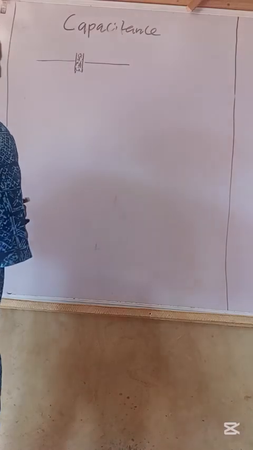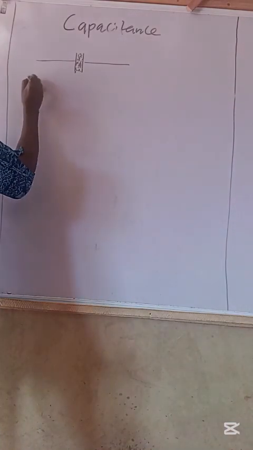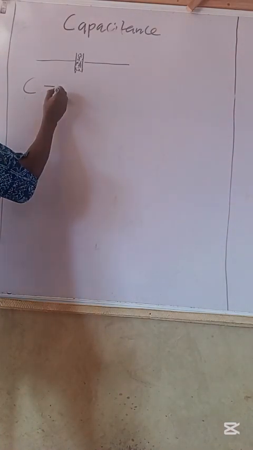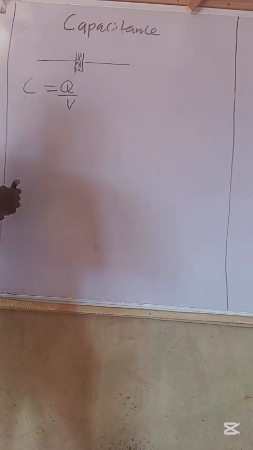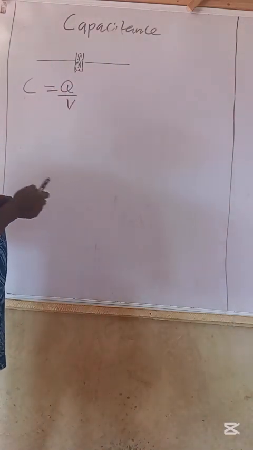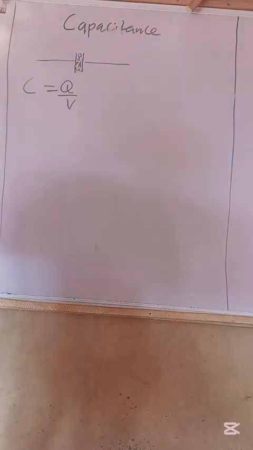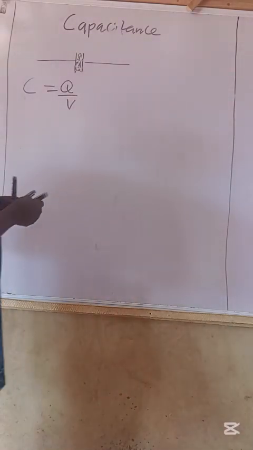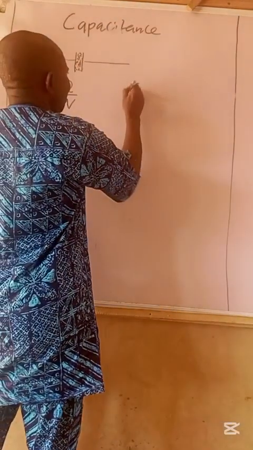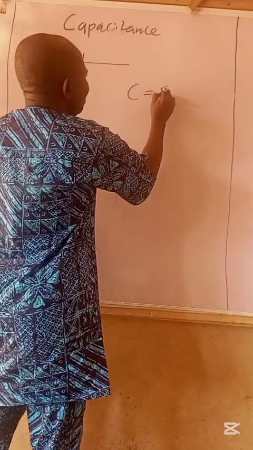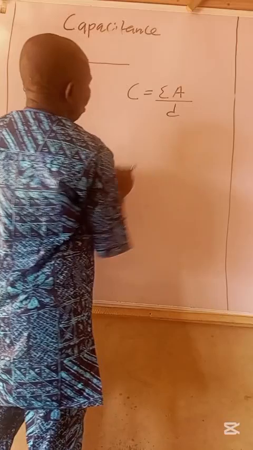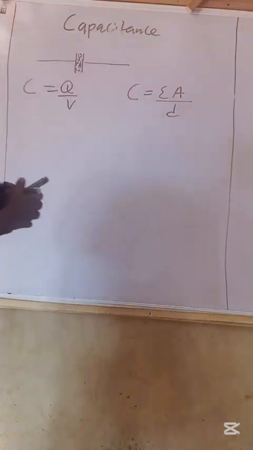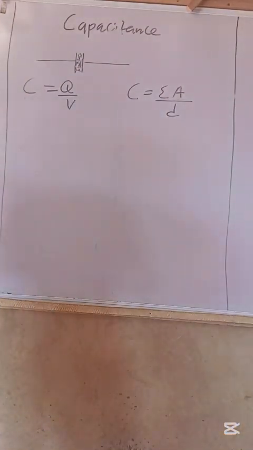Then the formula for it, we have capacitance is Q over V. Q is charge, while V is potential difference. Then we see another one, capacitance is equal to permittivity multiplied by area of the plate over distance between the plates. You need those two formulas.